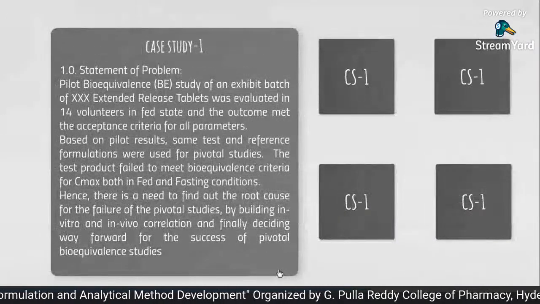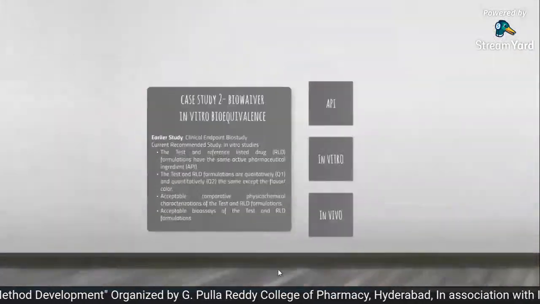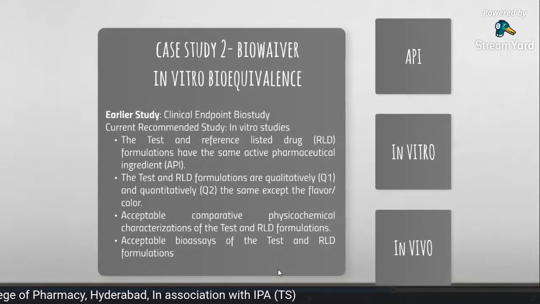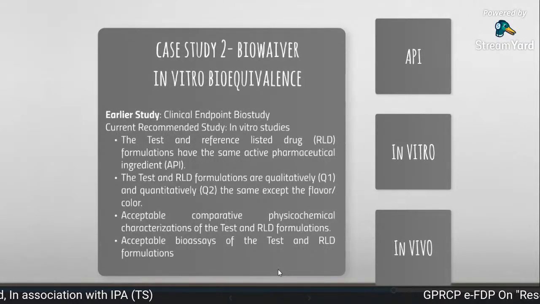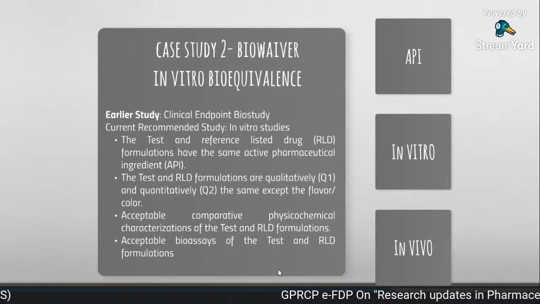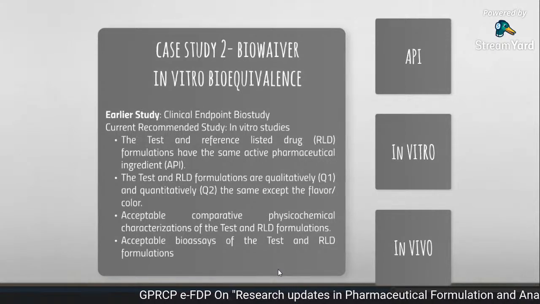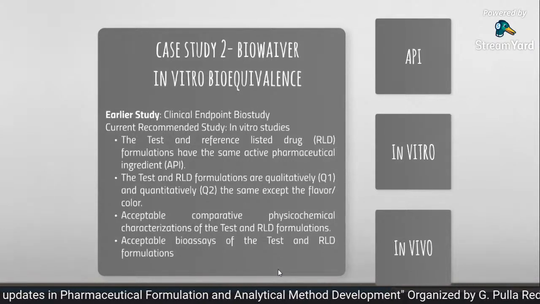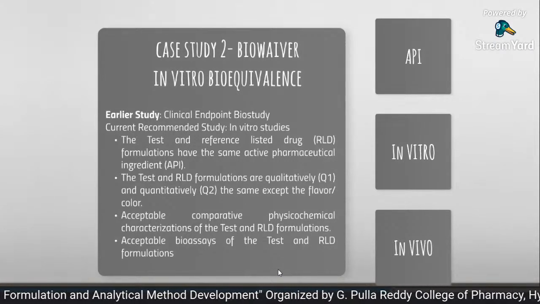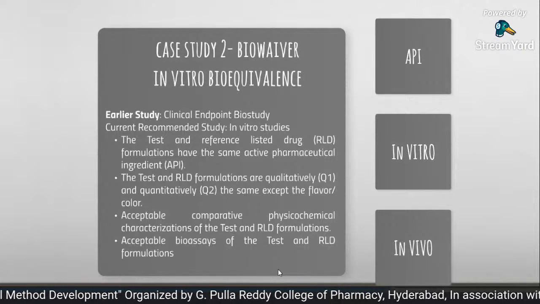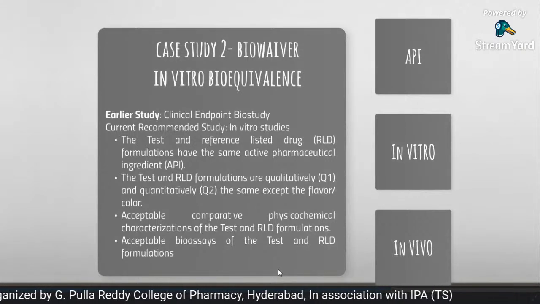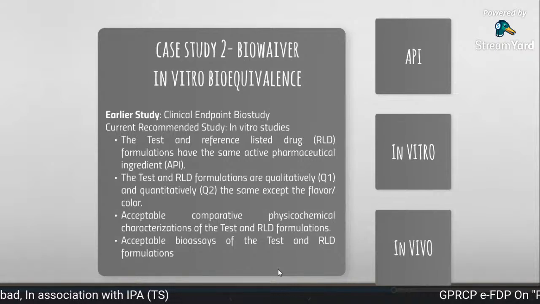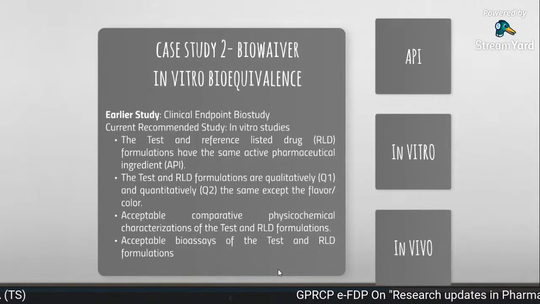Moving on to case 2, the second case, with respect to a direct bio waiver. This is another formulation. Earlier, as per the guidance, a clinical endpoint bio study was required. Clinical endpoint means the testing should be done in patients. That formulation is to treat ulcers. Ulcer patients need to be selected, and we need to do the clinical endpoint testing by administering the test formulation to one group, the reference formulation to another group, and placebo to another group. That was the guidance. Testing in patients is unethical.